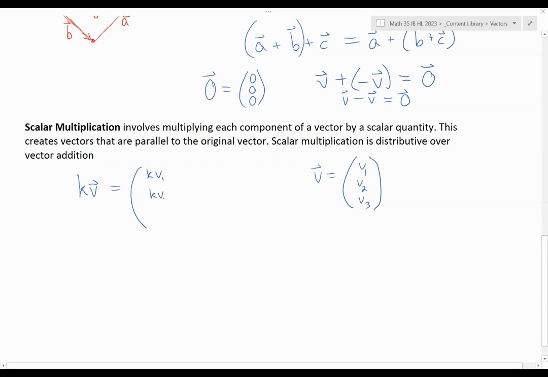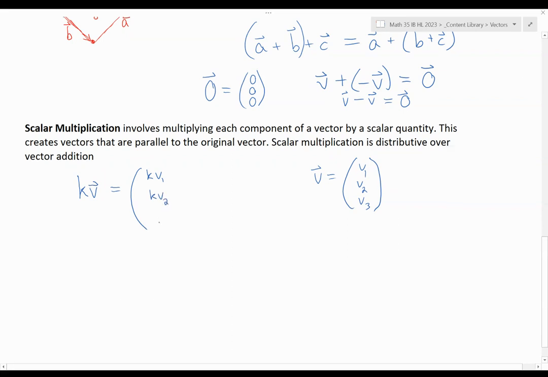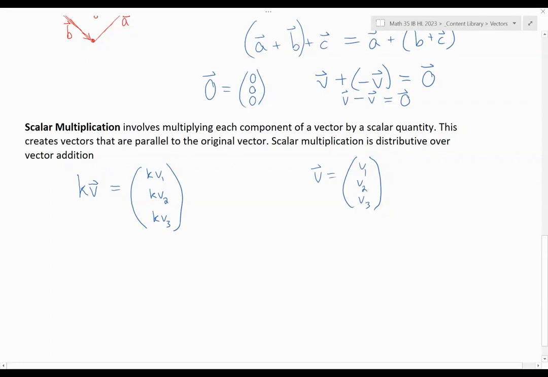So k times v1, k times v2, k times v3. Scalar multiplication is also commutative. In other words, I could write this as vector times k. We just usually don't. I'm more likely to write 7v as opposed to v7, just like we do with variables usually. I'm more likely to write 6x than x6. But technically they mean the same thing, and there's no problem with doing that.